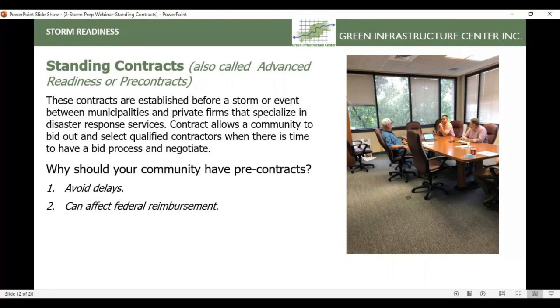It can affect your federal reimbursement, which is key. So FEMA, as everybody knows, has a lot of rules and regulations, and you want to make sure that you are following the letter of the law exactly, so that you're not jeopardizing that reimbursement.